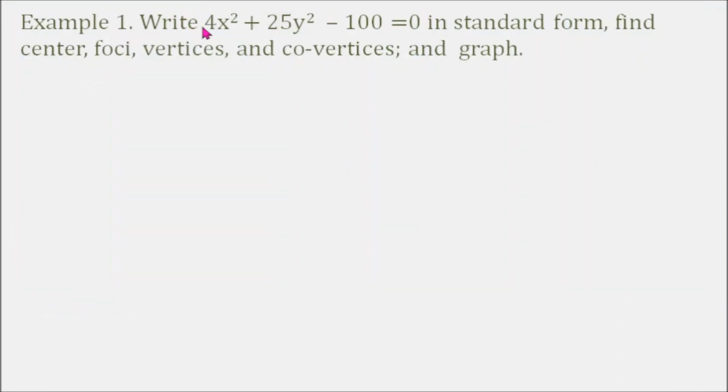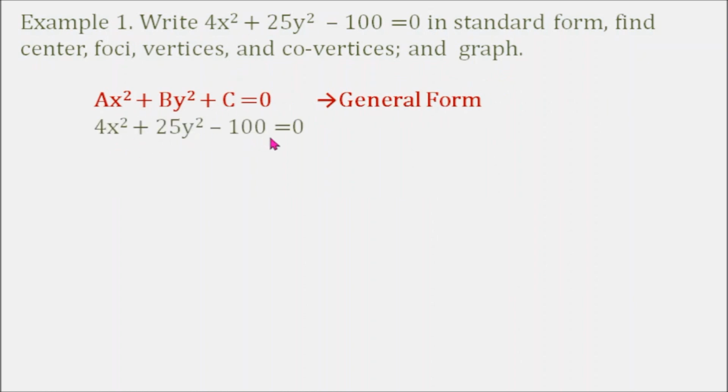Example number 1. Write 4x squared plus 25y squared minus 100 equals 0 in standard form. Find center, foci, vertices, and co-vertices, and graph. So our equation is in general form, and we are going to write down our equation. So we have 4x squared plus 25y squared minus 100 equals 0. The first thing that we are going to do here is to transfer this negative 100 to the other side. So we have 4x squared plus 25y squared equals 100.